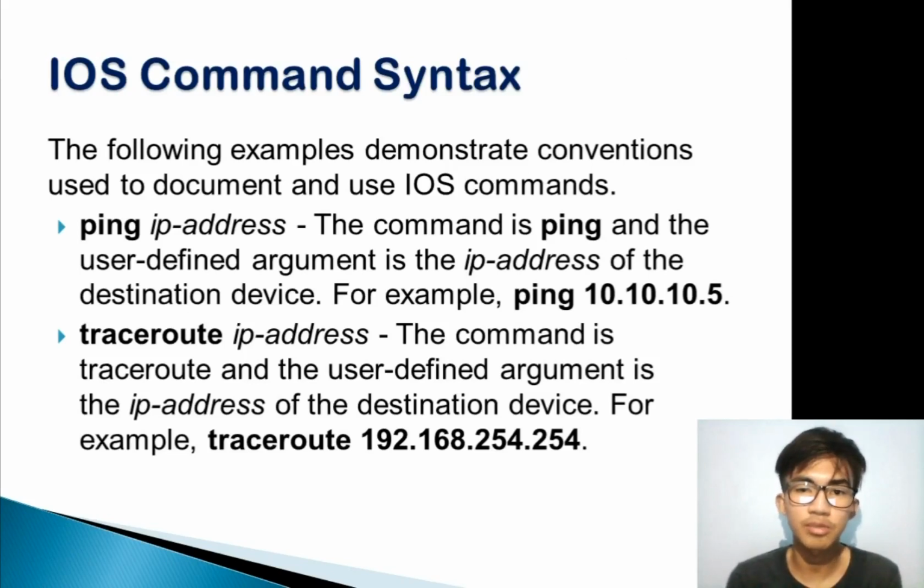IOS command syntax. The following examples demonstrate the convention used to document and use IOS commands. Ping followed by an IP address: the command is ping and the user-defined argument is the IP address of the destination device, for example, ping 10.10.10.5. Ping is used to check if you can communicate with another network, and through that you can verify if the connection is okay and the configuration in the device is correct. Traceroute followed by an IP address: the command is traceroute and the user-defined argument is the IP address of the destination device, for example, traceroute 192.168.254.254. This is all about traceroute.